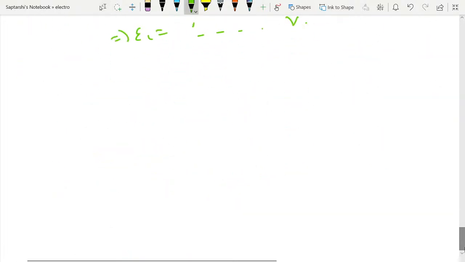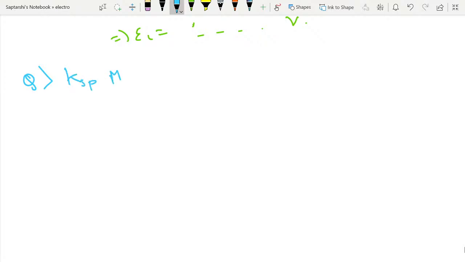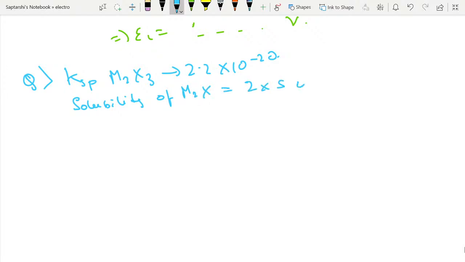Let us now come to a question of solubility product. It's given the KSP, which is the solubility product of M2X3, as 2.2 into 10 to the power minus 20. And it is also given that the solubility of M2X is equal to 2 into the solubility of M2X3. Find the KSP of M2X?